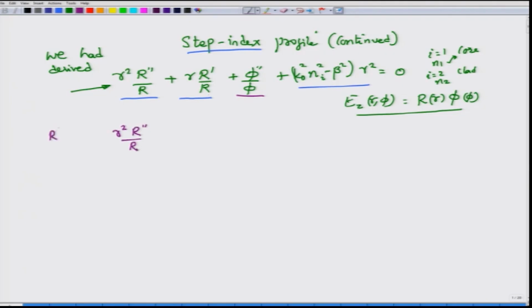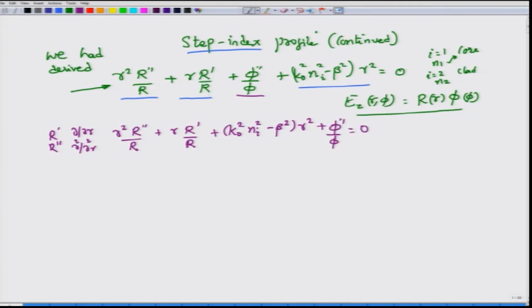Please note that r prime and r double prime denote differentiation with respect to r only. Okay. So, this is the differential equation that you are actually looking at: r double prime by r, plus r prime by r, plus k0 square n_i square minus beta square times r square, plus phi double prime by phi equals 0.